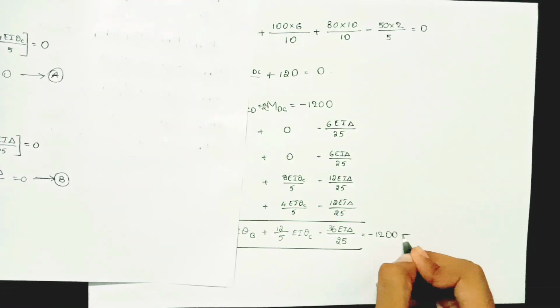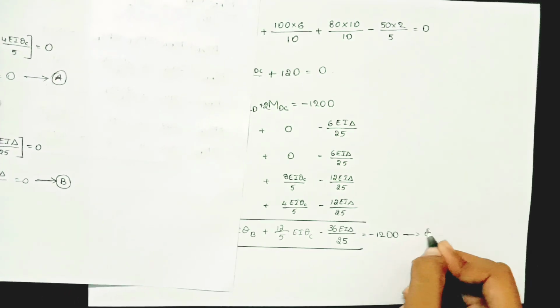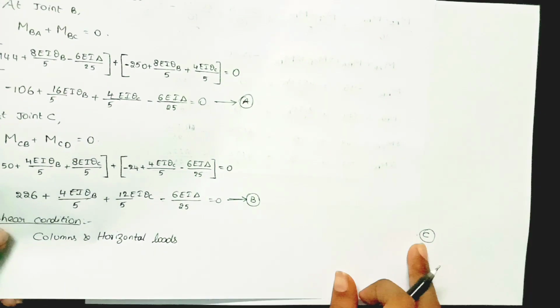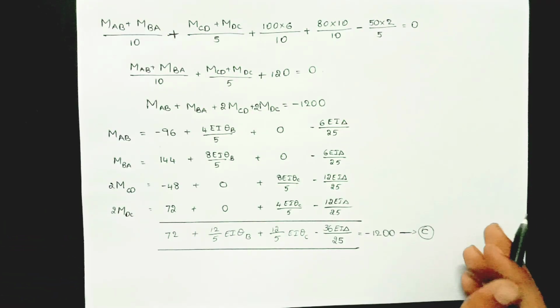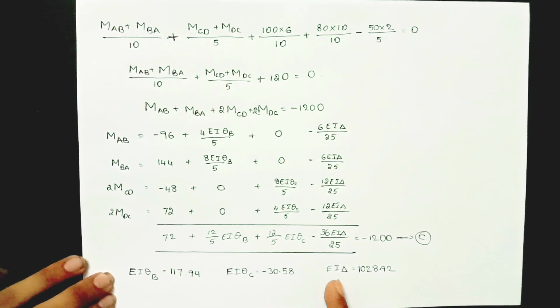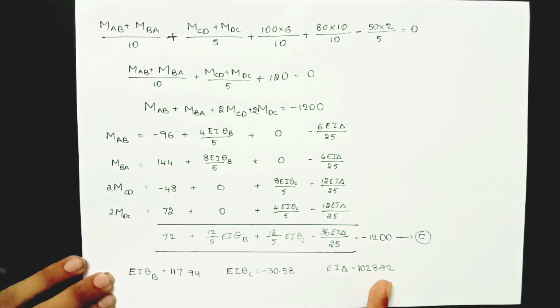Now this equation is C. Now A, B, C. So there are 3 equations and 3 unknowns. We can solve it by using calculators. I have obtained these 3 unknowns: EI theta B equal to 117.94, EI theta C equal to minus 30.58, EI delta equal to 1028.92. So I have solved all those 3 equations.